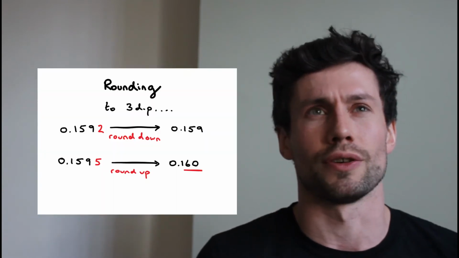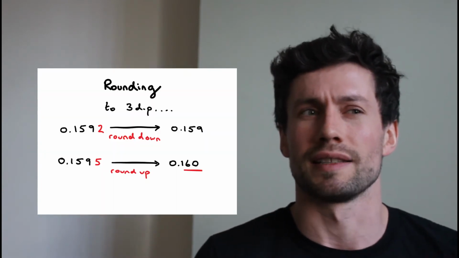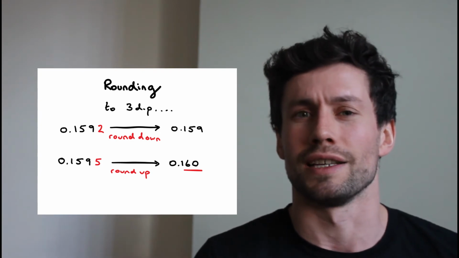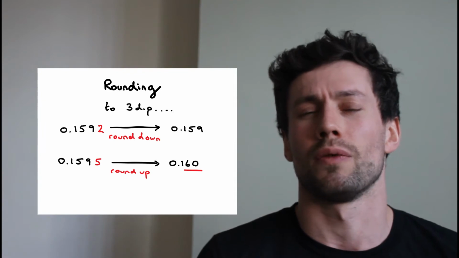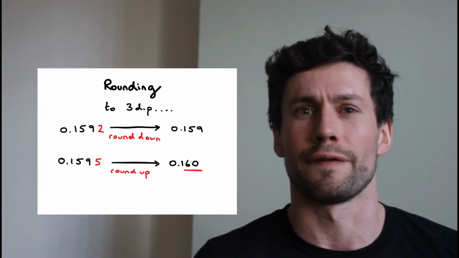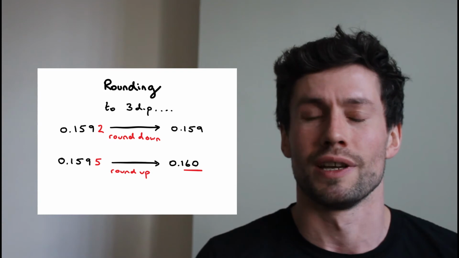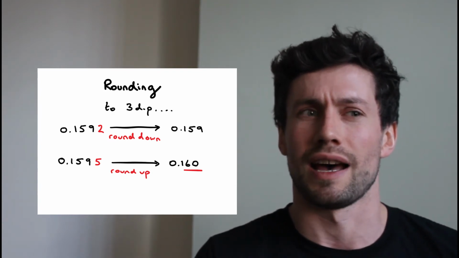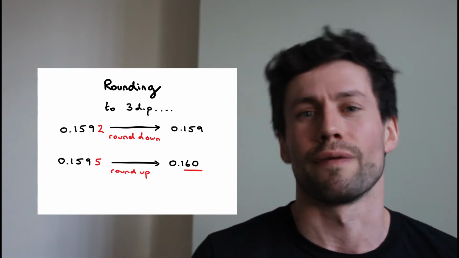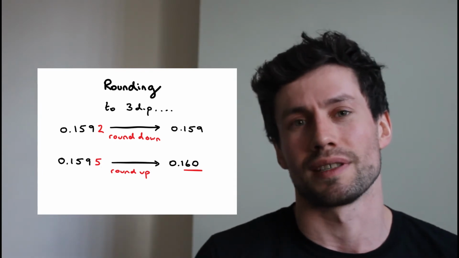If I was rounding to 3 decimal places, 0.1592 would round down to 0.159, but 0.1595 would round up to 0.160. Because it was 59 and I've rounded the 9 up, I need to move the 5 up to 6 and it becomes 60.